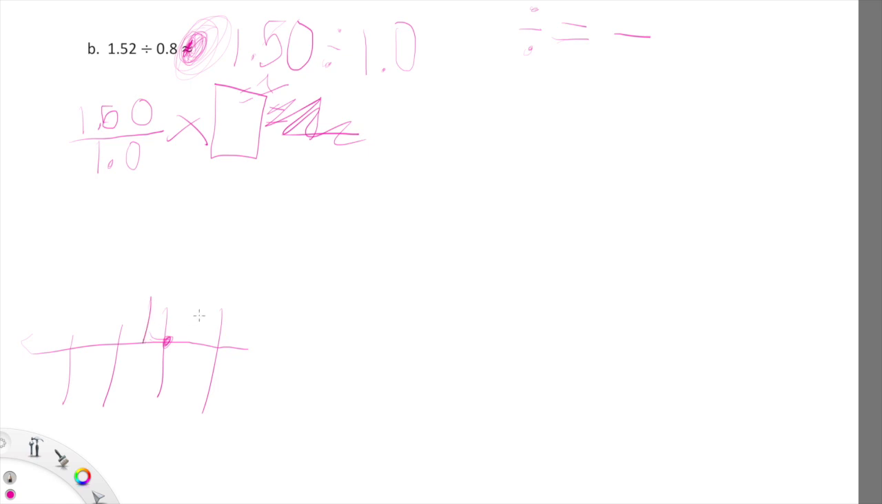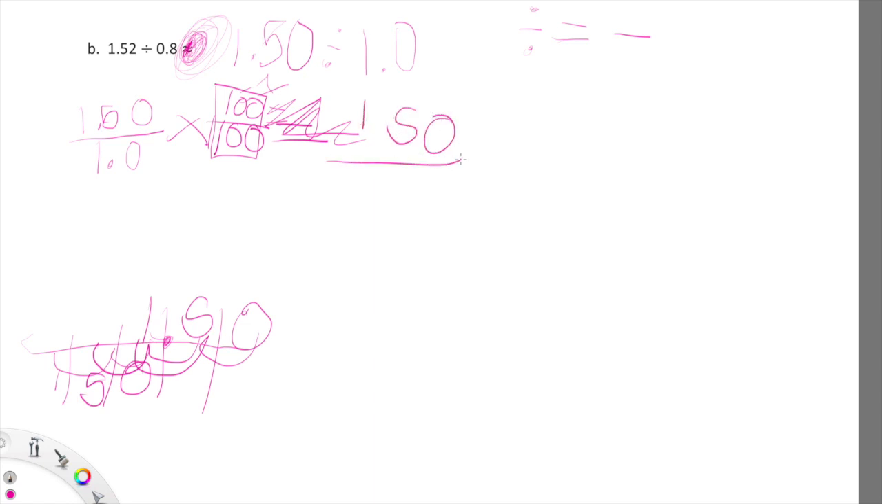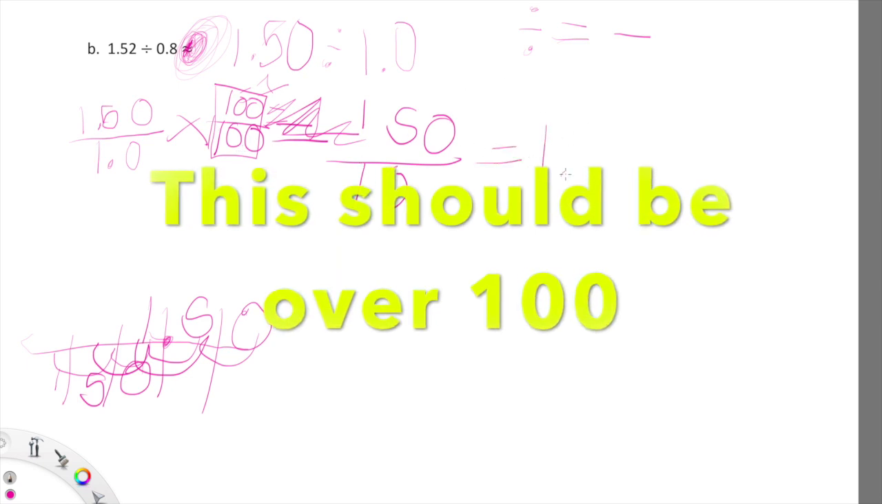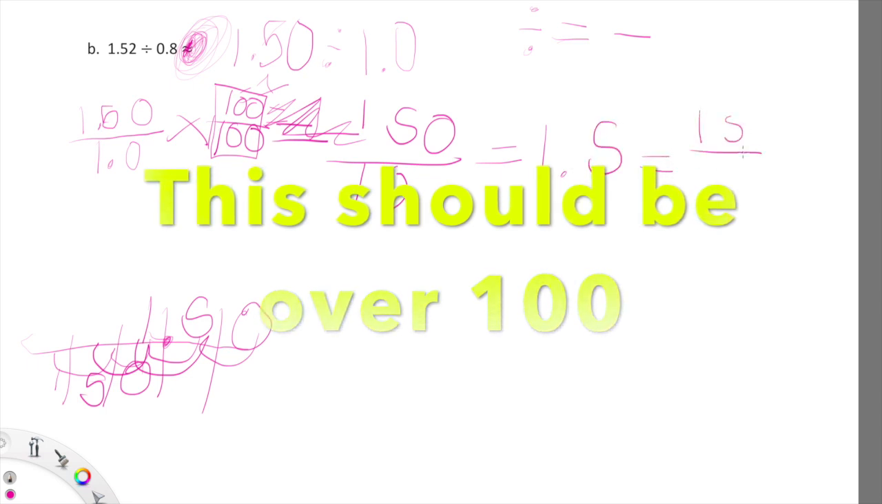So we have 1.50. I think we're going to use 2 spaces. We're going to multiply it by 100 because look, now the decimal point is in front of it. So we're going to multiply by 100 over 100. Which then equals 150 over, well, this is 10. So now we have to see how many times 10 goes into 150, which is 15, so 1.5, which is also equal to 15 tenths, if you were wondering.